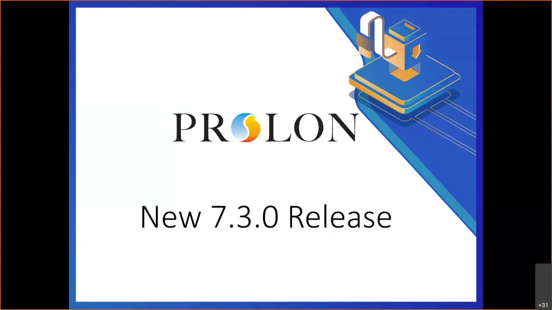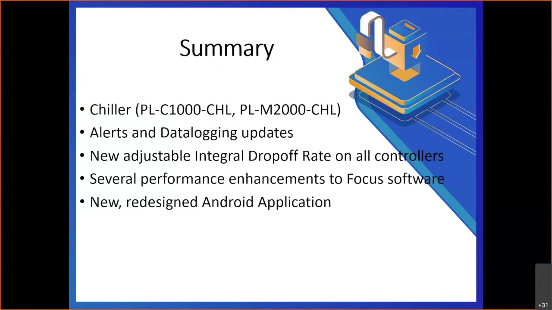Let's just see an overview of what we're looking at for 7.3. And the big announcement is that we now have a dedicated chiller controller. We have added the C1000 and M2000-CHL. So this will be a dedicated chiller controller.